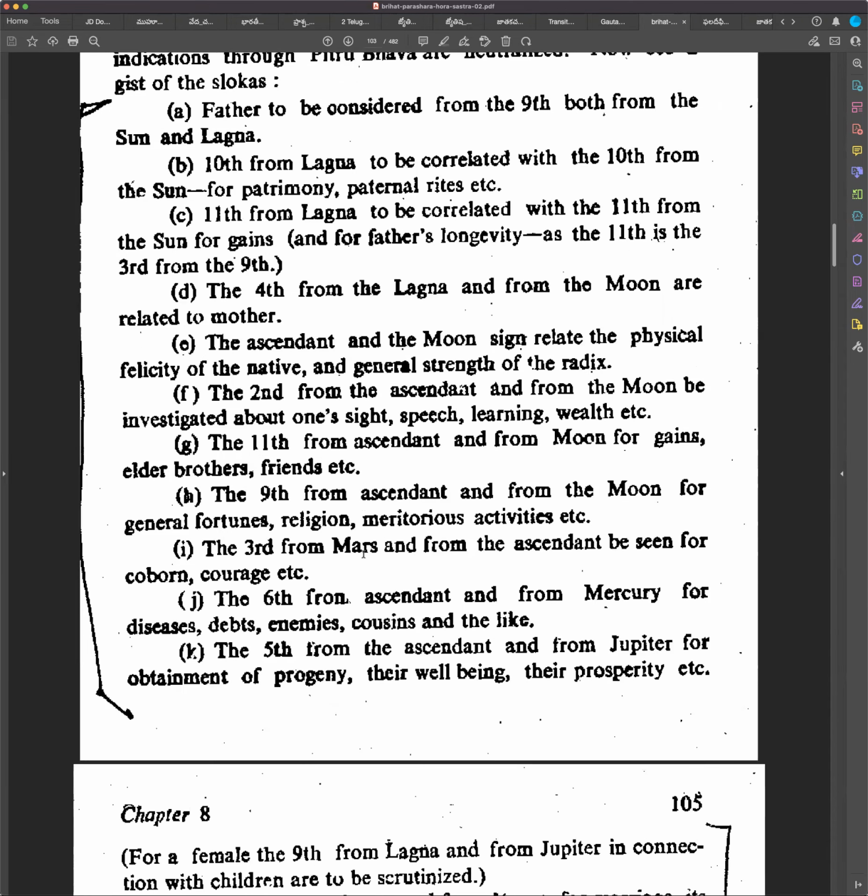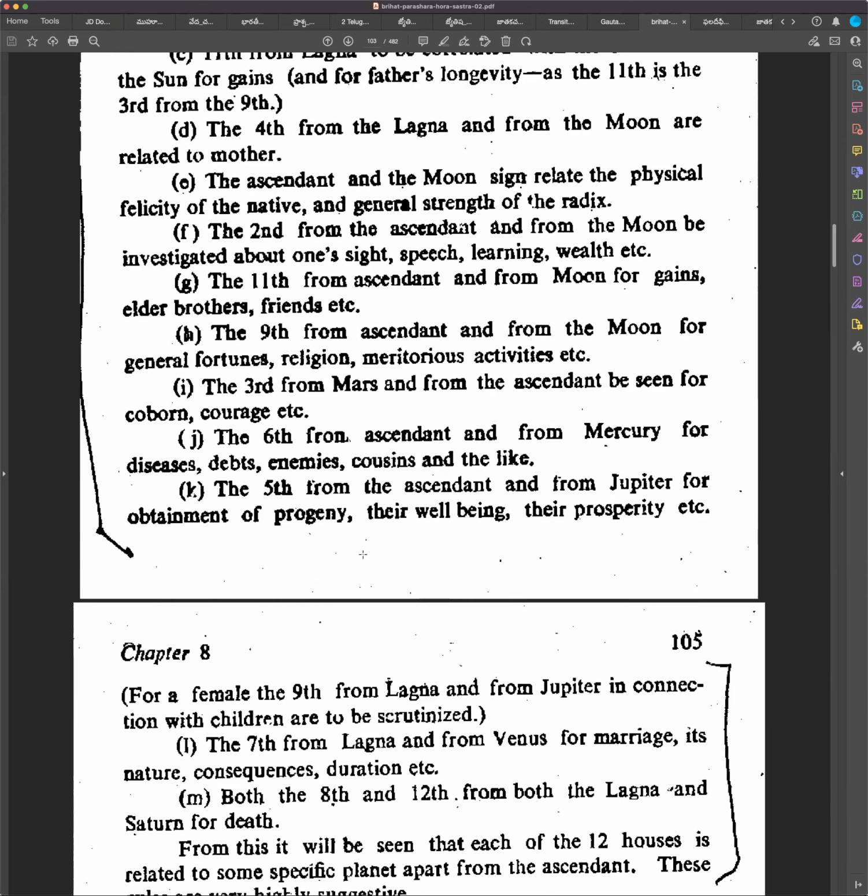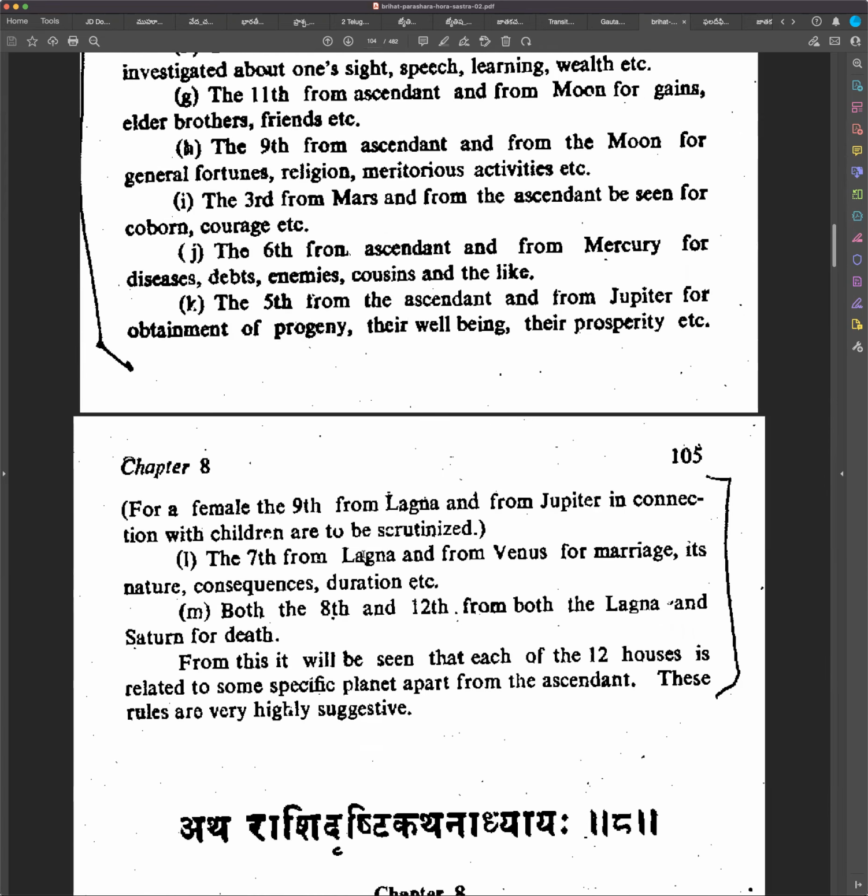Point G: the 11th from the ascendant and from the Moon for gains, elder brothers and sisters, etc. The 9th from the ascendant and from the Moon for general fortunes, religion, meritorious activities, etc. The 3rd from Mars and from the ascendant to be seen for the co-born, courage, etc. The 6th from the ascendant and from Mercury for diseases, debts, enemies, cousins, and the like.